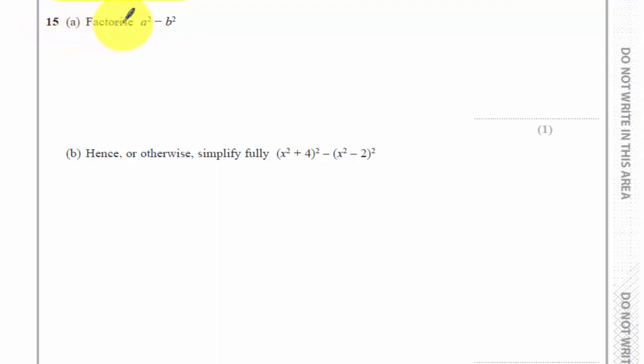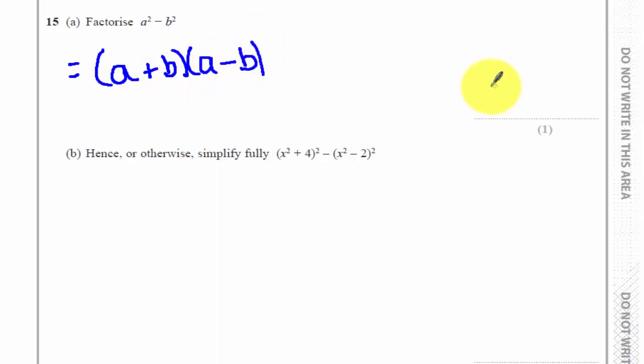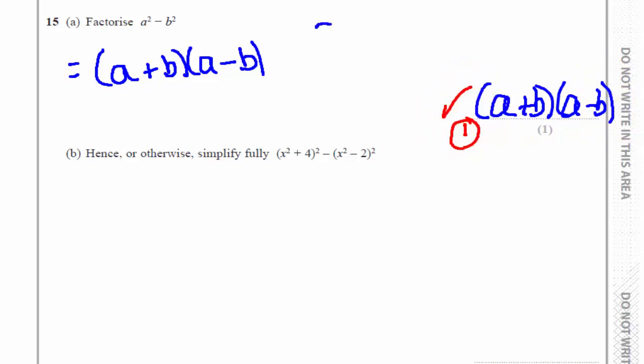Question 15, part A. Factorise a squared minus b squared. Now there's a piece of knowledge that comes in really useful here. This is called the difference of two squares, because it's a subtraction of two squares. And straight away you can write down (a plus b) lots of (a minus b), and you have factorised it. The brackets can be in any order, and that's how you get the mark.